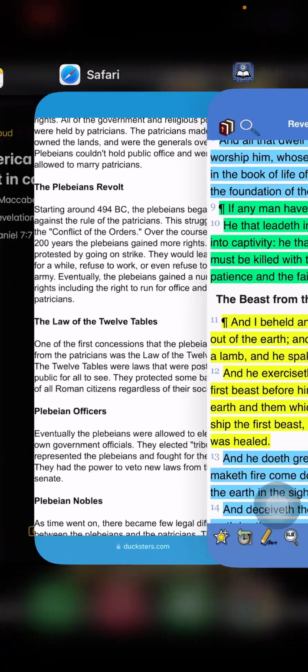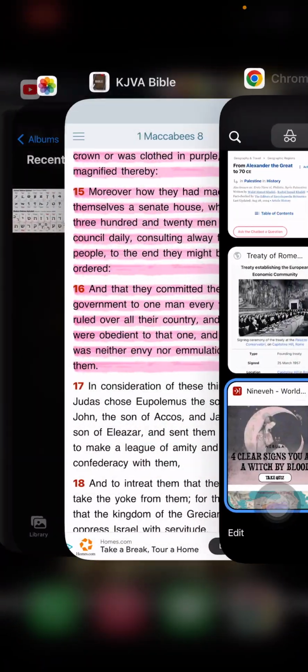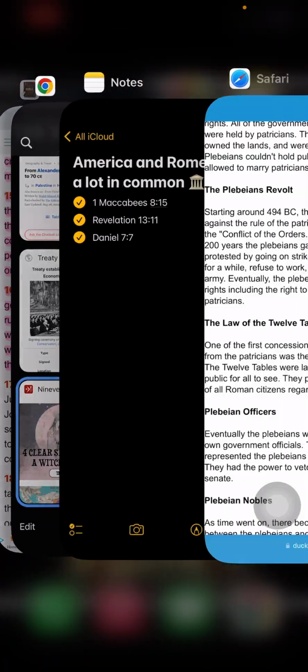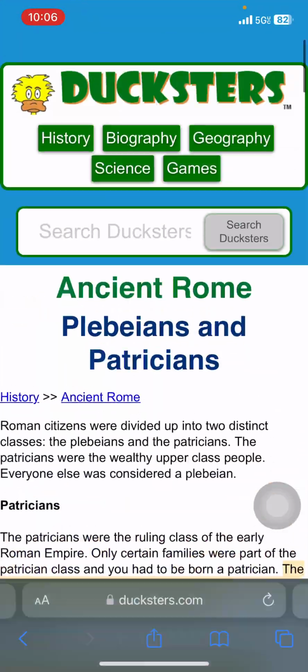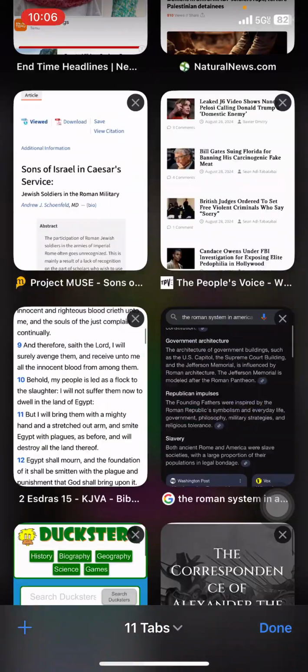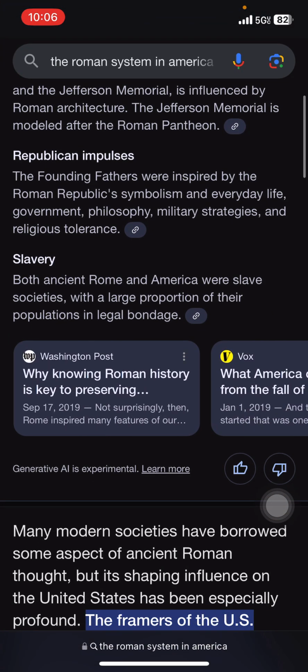All right, so let's go back over here. And you can read more on that and do more research. So going back, and they had slavery. Both ancient Rome and America were slave societies, with a large proportion of their populations in legal bondage.